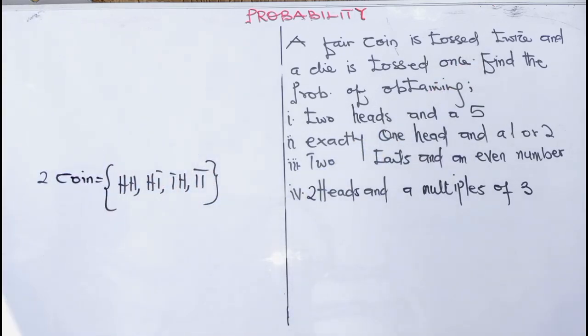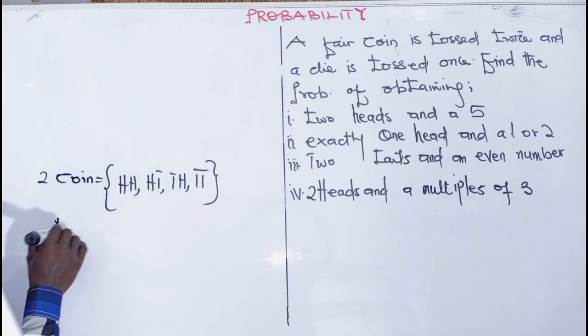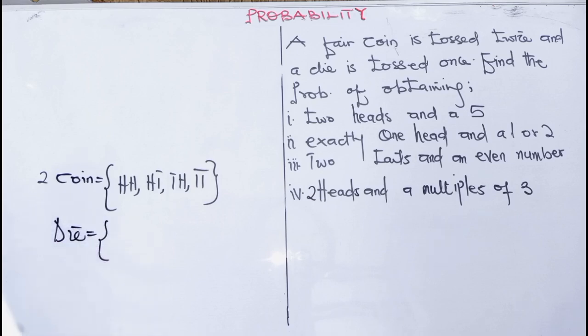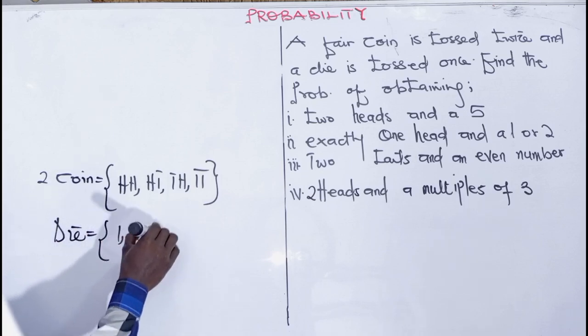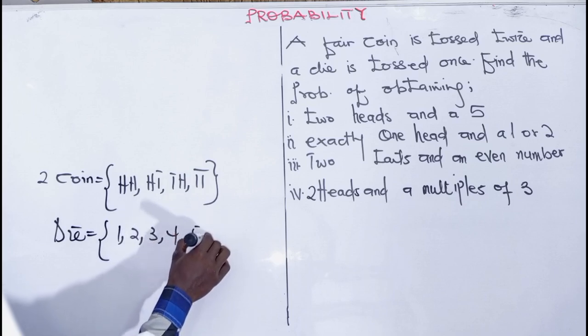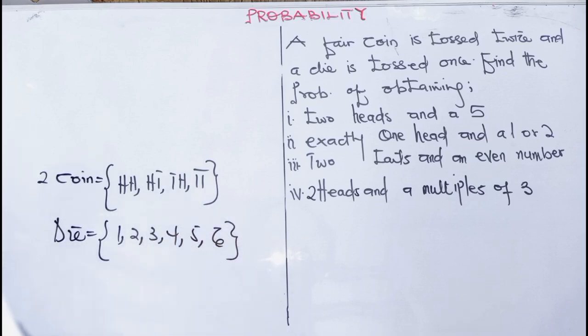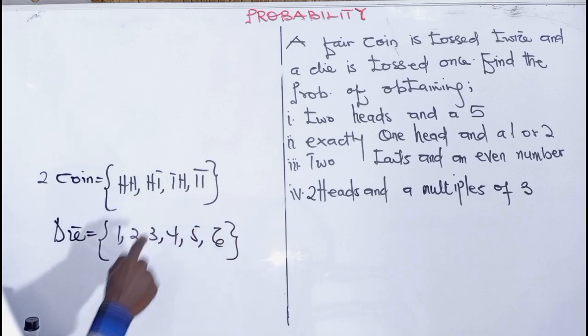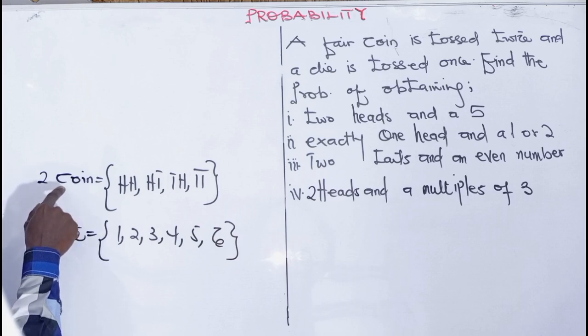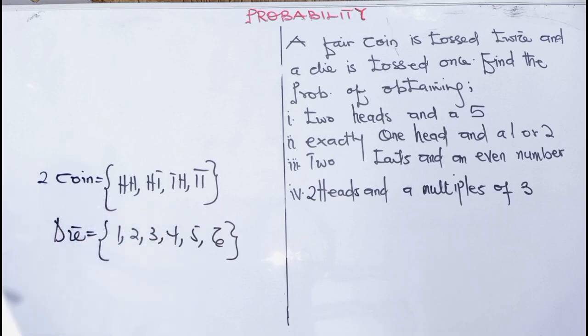Also, when a die is tossed once, what are the set of possible outcomes for that? When a die is tossed once, we can either get the number 1, 2, 3, 4, 5, or 6. So these are the sets of possible outcomes when a die is tossed once, and these are all the set of possible outcomes when a coin is tossed twice. When we combine these two experiments together, it becomes a compound experiment. So how do you write the sample space for these two experiments?